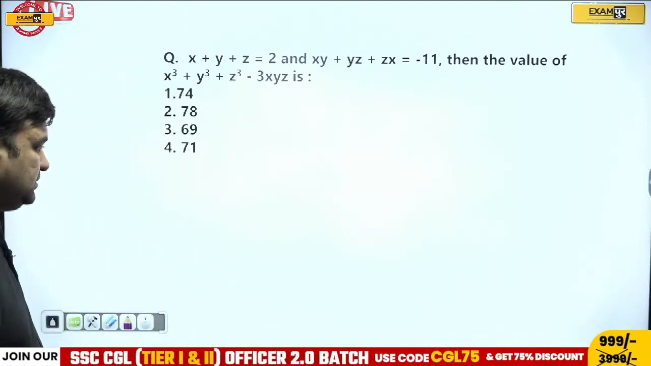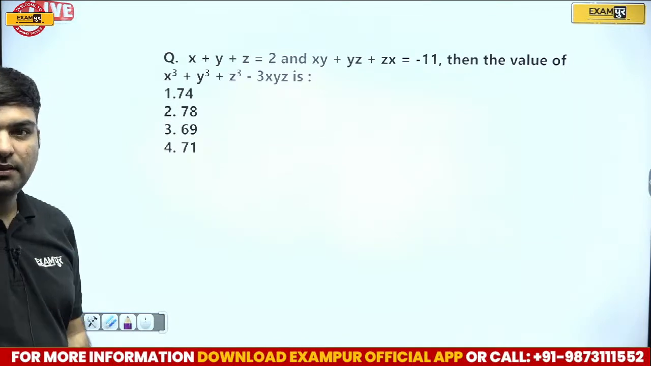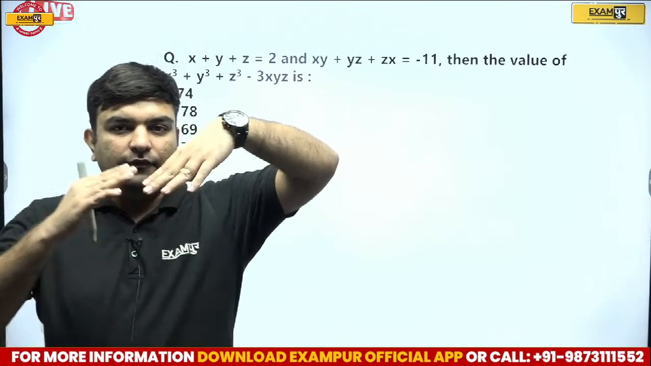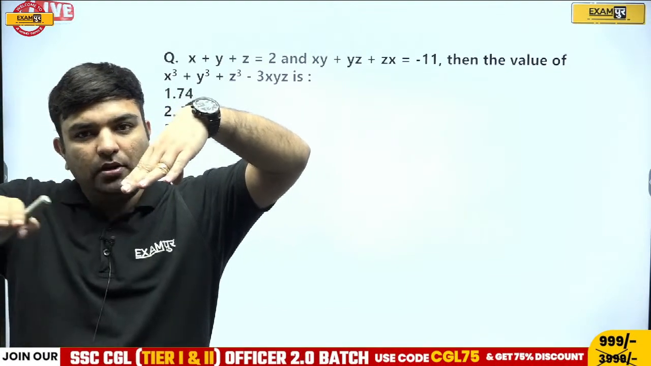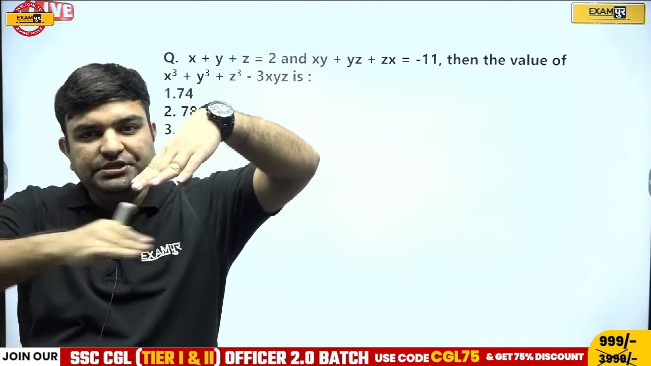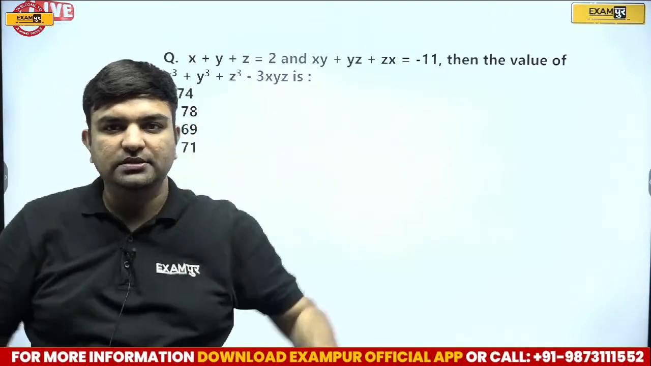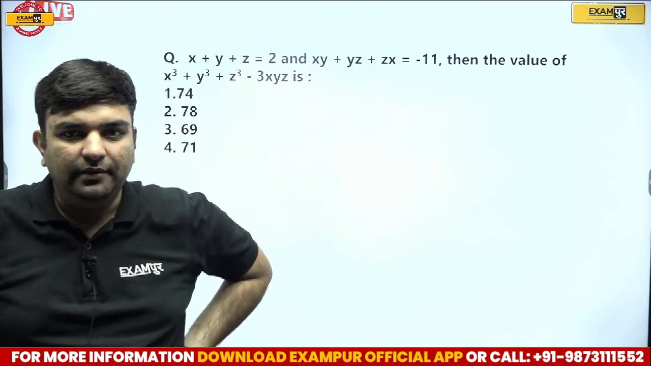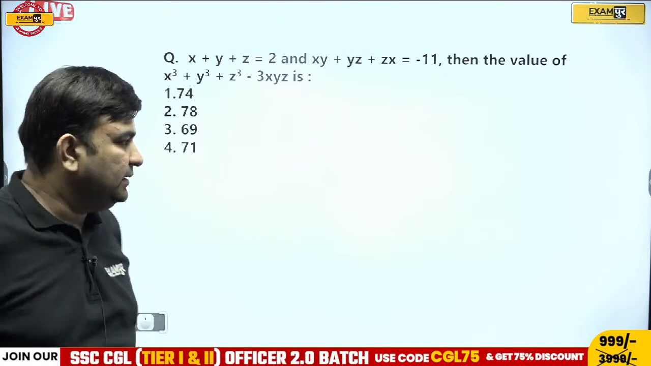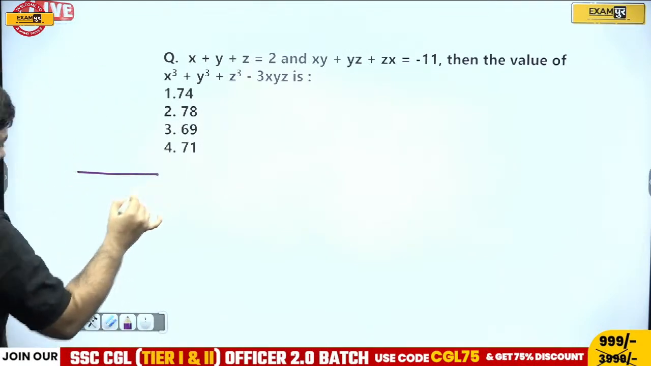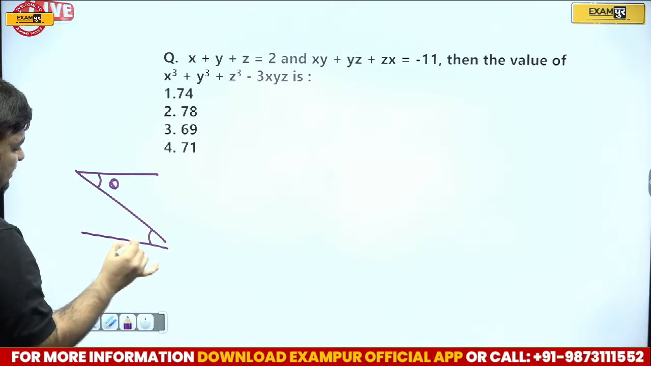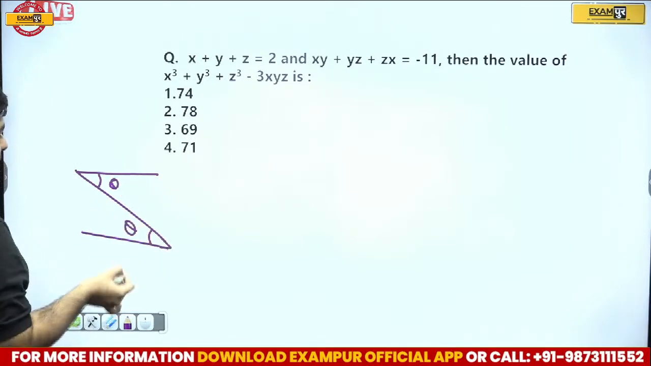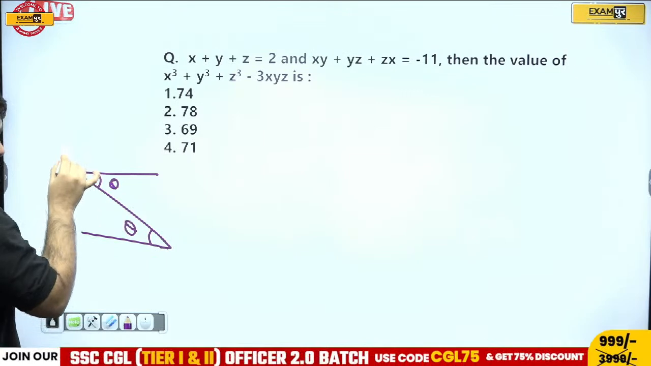Teja, what? That angle of depression is equal to angle of elevation because of the alternate interior property, and those two lines were parallel. If this is theta, this is also theta. Parallel lines give equal angles as well.